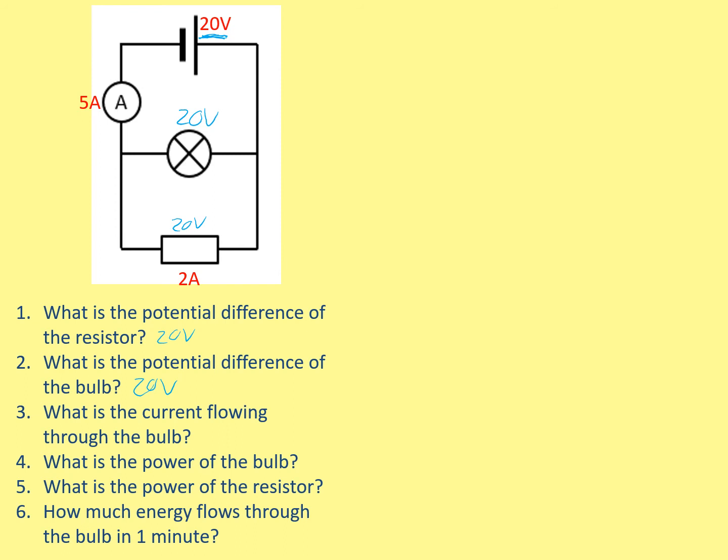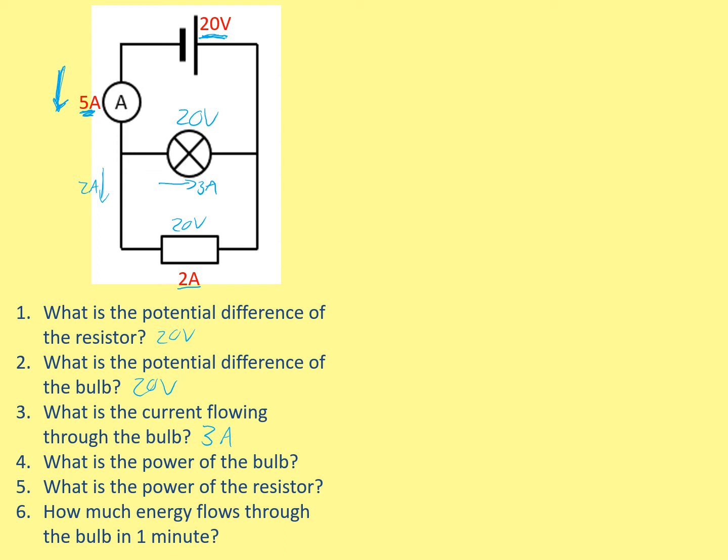What's the current flowing through the bulb? Well, I can see that down this branch here, we know there's 5 amps. And I know that 2 amps have gone down this branch because it's down here. So if 2 have gone this way, I know 3 amps would have gone that way. So the current flowing through the bulb is 3 amps.